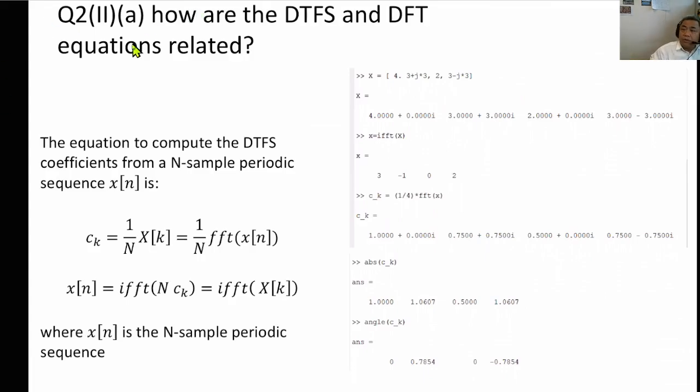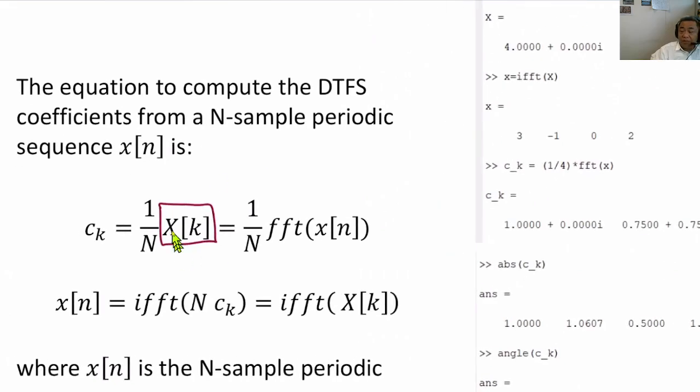This is question Q2 part 2a. How are DTFS and DFT equations related? So remember that this notation here is the DFT coefficients, and the DFT coefficients X[k] are generated by FFT or DFT of small x[n]. That's it.